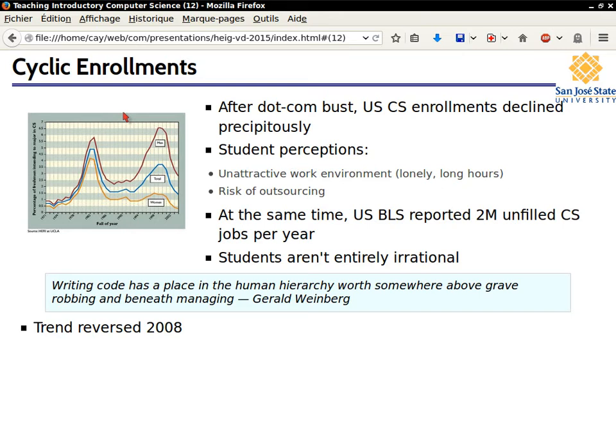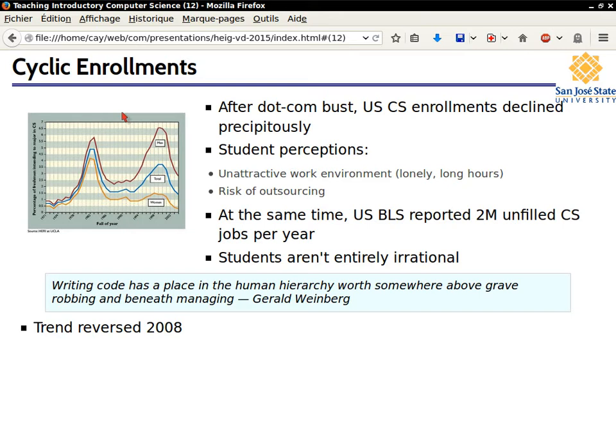But students aren't entirely irrational. The outsourcing was real. The work environment issues are real. And as Gerald Weinberg said 40 years ago, writing code has a place in human hierarchy somewhere above grave robbing, but we need to manage it. And so that hasn't changed. And so students do have a realistic assessment.